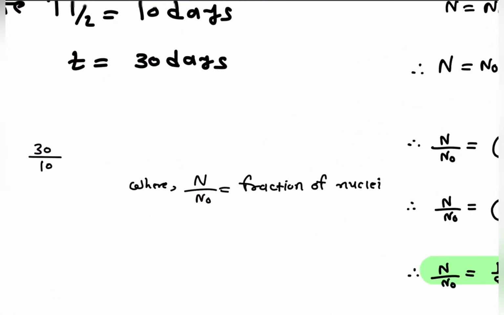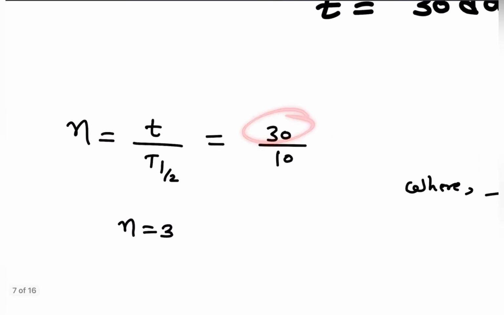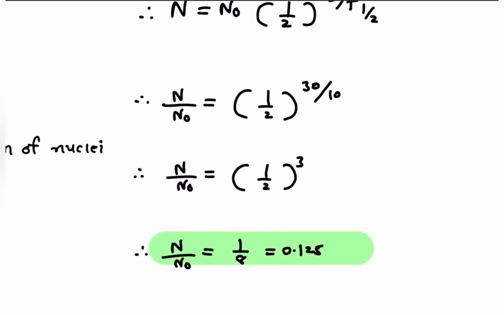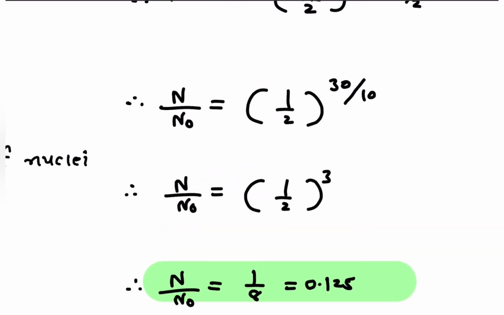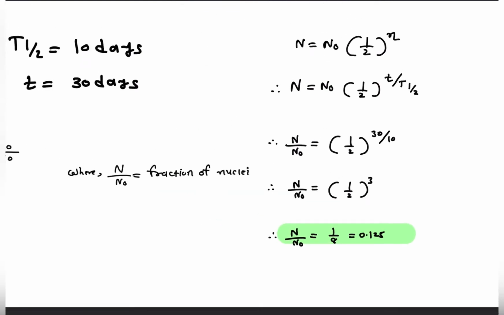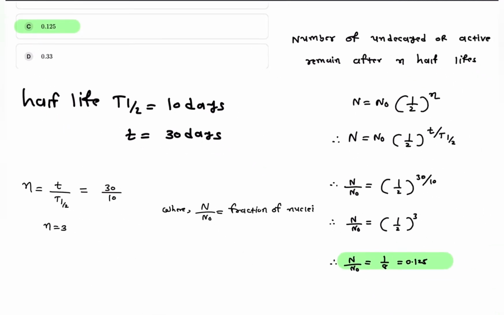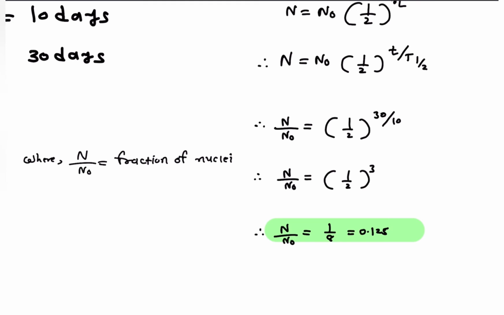In place of n we write 3, that is the time taken divided by the half-life T1/2, where the half-life is given as 10 days and 30 is your time. So the fraction of nuclei N by N naught is 1 by 2 whole raised to the cube. So N by N naught is equal to 1 by 8, and 1 by 8 is 0.125. That is, after 30 days the fraction of material remaining is 0.125. N by N naught is the ratio, and the answer is 0.125.